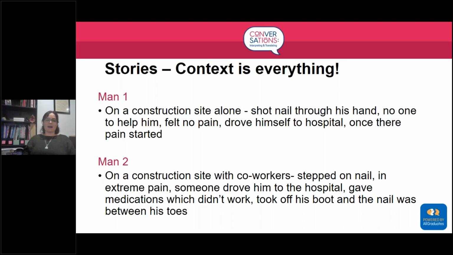Whereas man number two, and I always feel a little bit sorry for this man, he's always referred to as a man from the UK. He is on a construction site with his co-workers. He steps on a nail, he sees it come up through his boot, and he's in extreme pain. Someone else drives him to the hospital. He gets there, they give him medications, they're not working. Then they go, all right, we're going to have to cut your boot off. We've just got to get this out. They take off his boot and they find that the nail had gone directly between his two toes. It hadn't pierced anything. And he's in this immense pain. It's all about that context there. At that stage, he really thought that his foot must be injured because the nail's gone through, and he felt that pain even though there was no tissue damage.